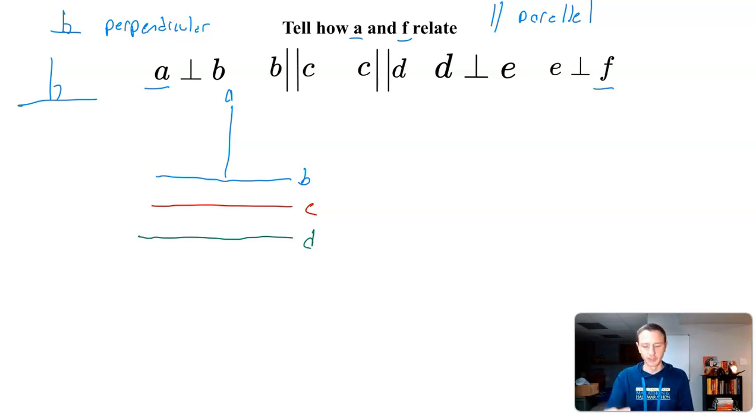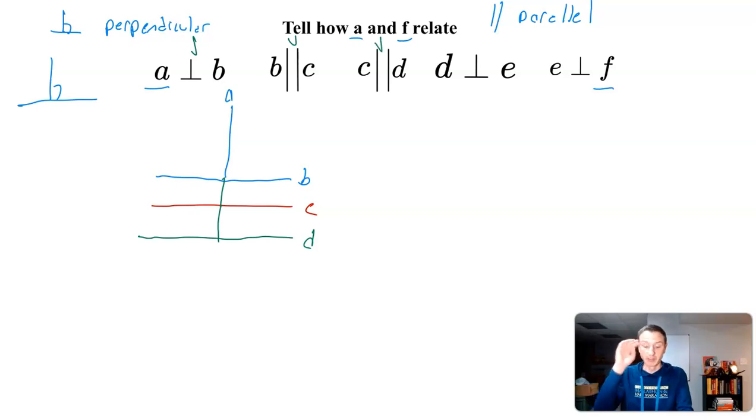So as we're building here, we can make some conclusions just based off of this. If A is perpendicular to B, then A is also perpendicular to C, which is then also perpendicular to D, because B, C, and D were all parallel. They're all going the same direction. So if A is perpendicular to one of them, it's perpendicular to all of them. So we did that, we did that, we did that.